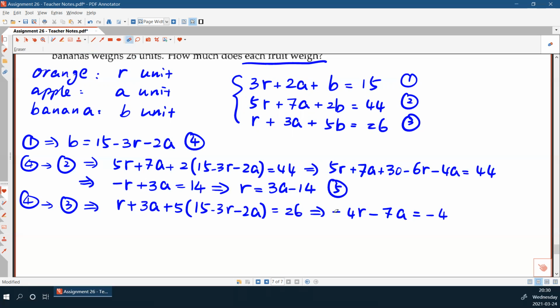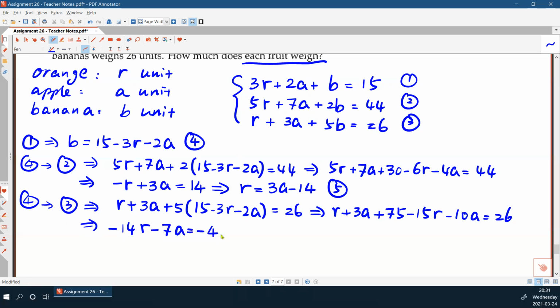Sorry, better to write one more step here. R plus 3A plus 75 minus 15R minus 10A equals 26, right? Okay, then further simplified to minus 14R minus 7A equals minus 49. So let's call this 6.